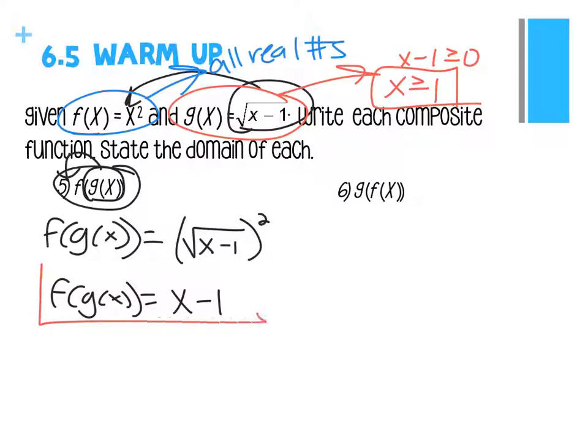And then each also includes the composite function. Is there a restriction on f of g of x? No, there's no variable in the denominator, there's no variable under the root. Questions so far?